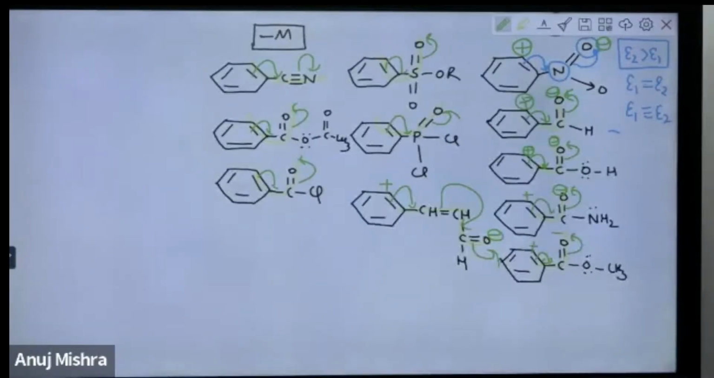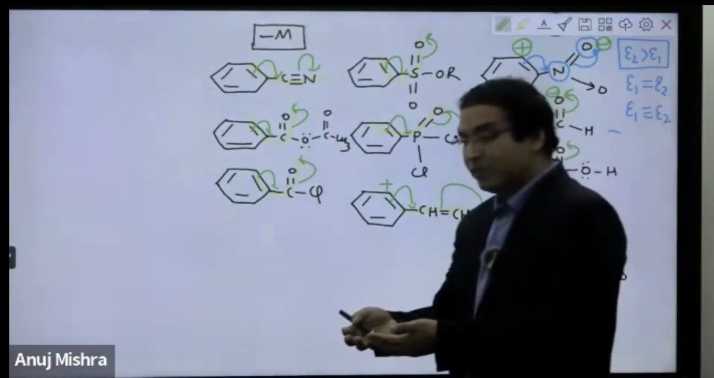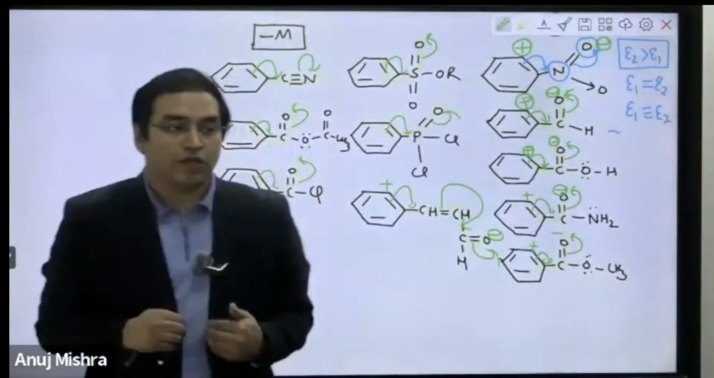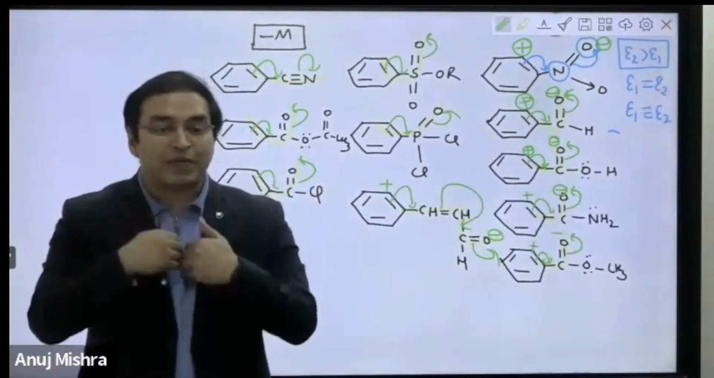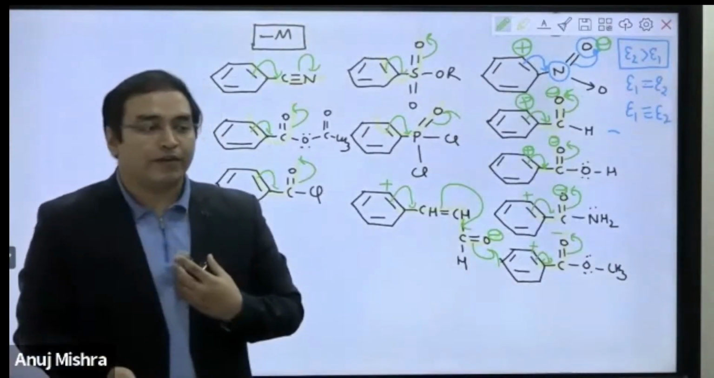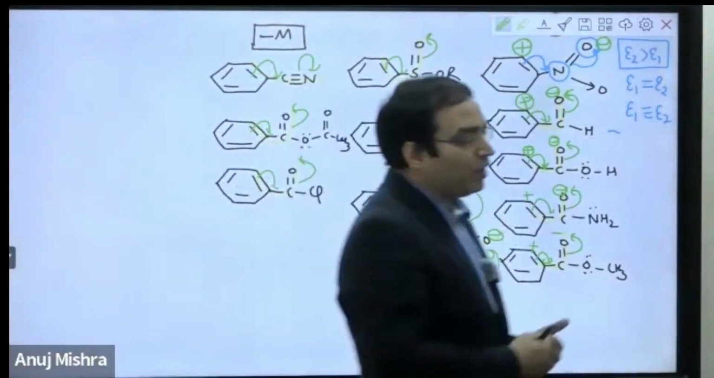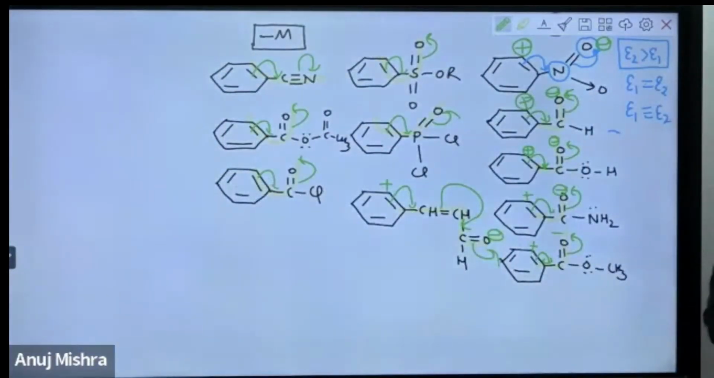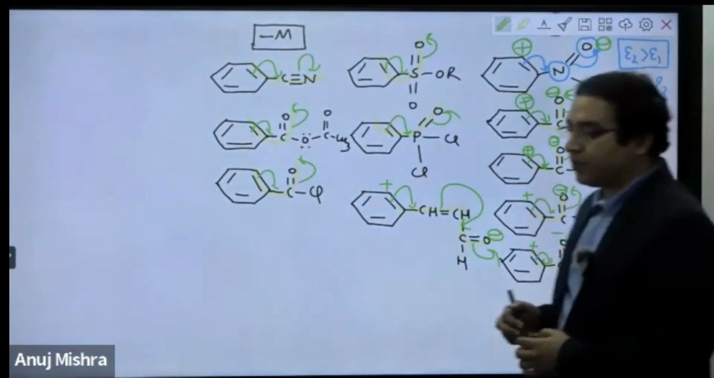I hope you understood this concept properly now. Plus M means pushing with resonance or conjugation. Minus M is pulling with resonance and conjugation. Plus I means pushing with electronegativity differences. Minus I is pulling with electronegativity differences. Done? So this much is clear. You understood plus M, minus M properly.